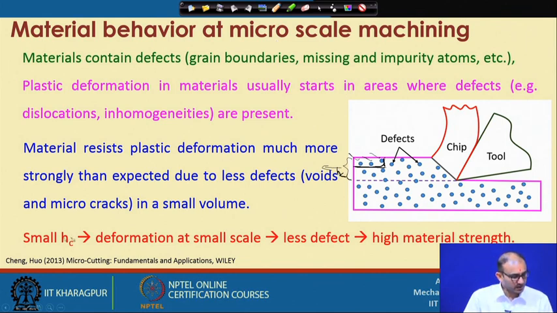And what happens because of this? The deformation will happen at a small scale, as shown here. And when deformation is at small scale, the tool will encounter fewer defects, and that is the problem with the material removal. Because of that you end up with a high material strength, because the material will behave like an ideal material without any defects, and that is the reason you get a very high strength of the material in micro scale machining.